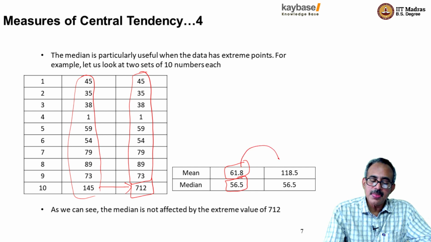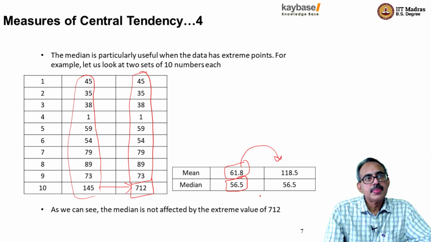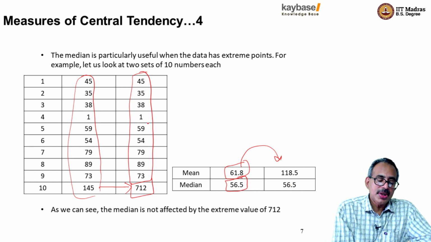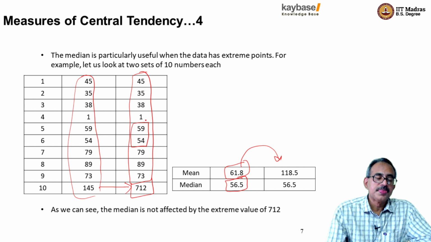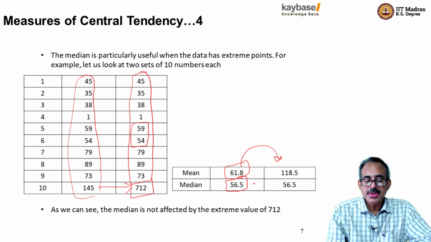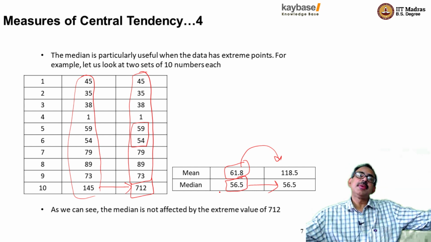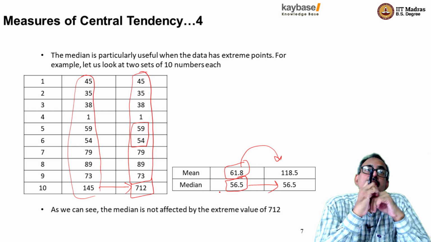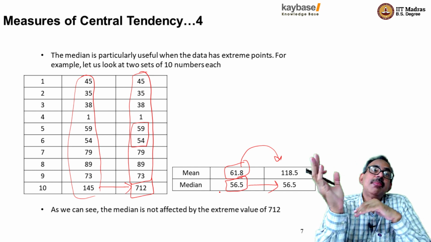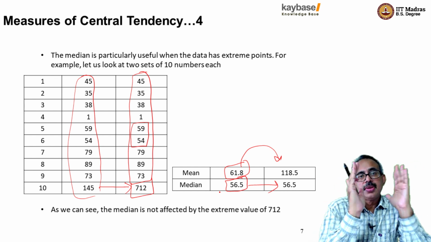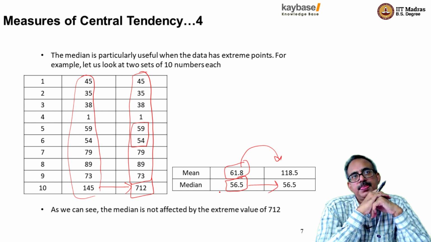So the mean now becomes 118.5 because an extra 500 points somewhere here becomes an extra 50 something in the mean. But the median is still these two numbers. The median remains 56.5, it's the same. So the point is a median is not affected by extreme values. And that is when you're measuring a variable which tends to have extreme highs or extreme lows for a small percentage, but the vast majority is still in the bulk, the median becomes a very useful measure.